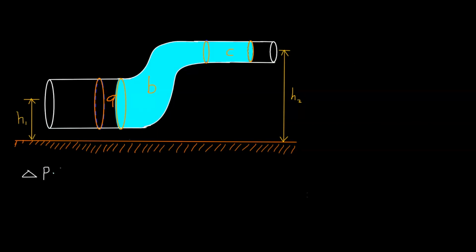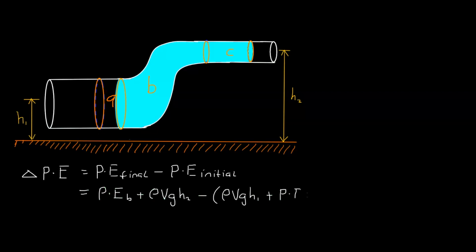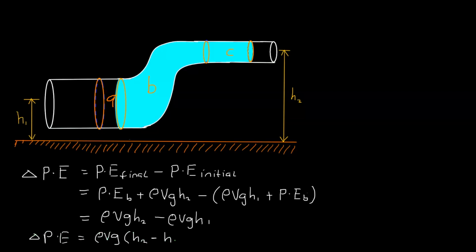We can write the change in potential energy, and with this subtraction we can see that the potential energy of the fluid within B in both cases are equal and cancel out. So we're left with rho V g into (h2 minus h1) as our difference in potential energy.